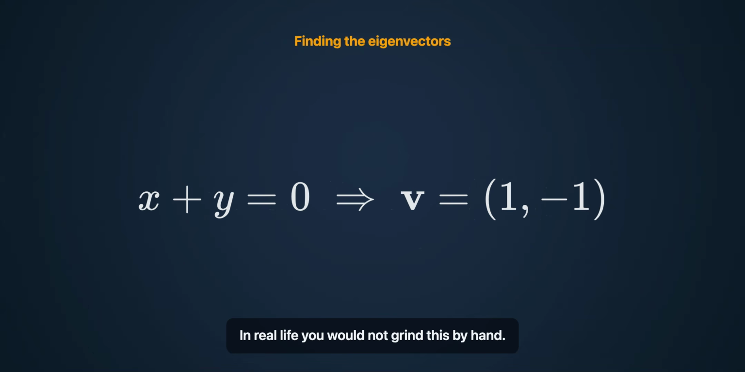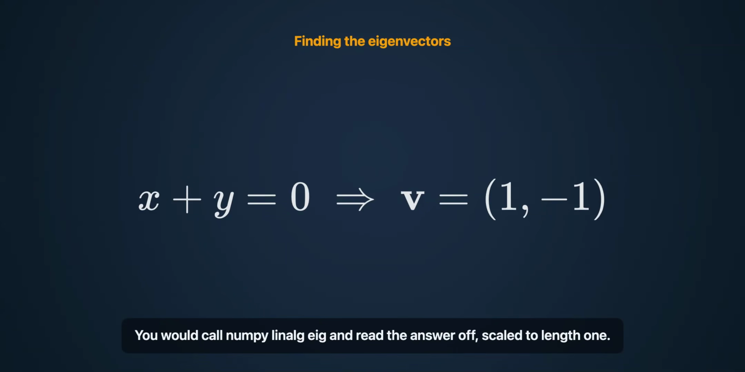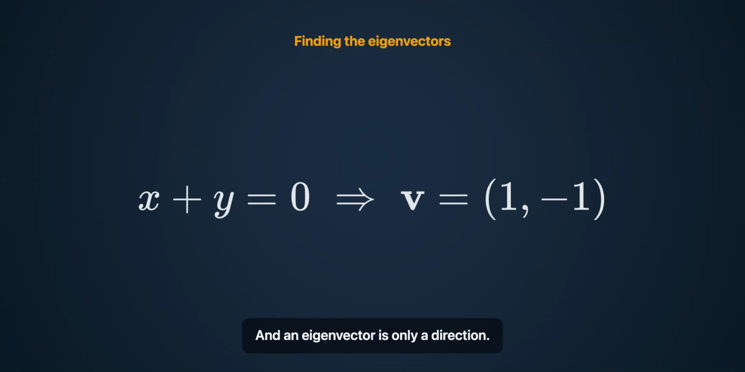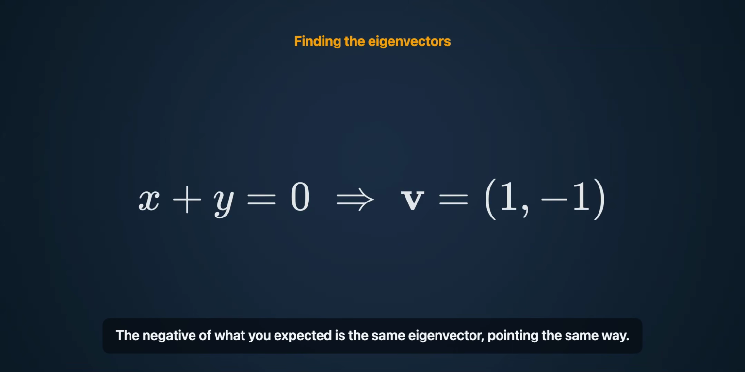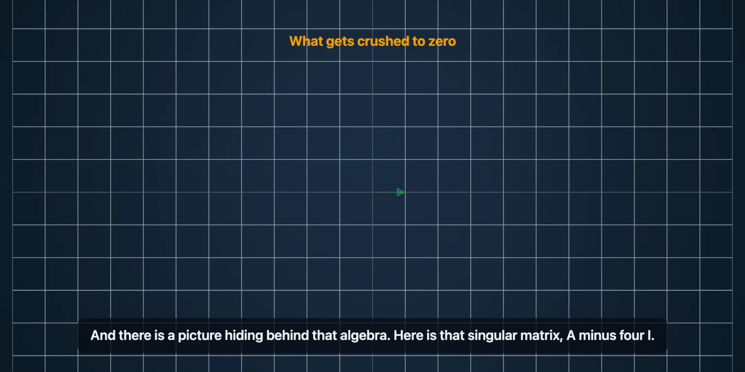In real life, you would not grind this by hand. You would use software or write code and read the answer off, scaled to length 1. And an eigenvector is only a direction. The negative of what you expected is the same eigenvector pointing the same way.